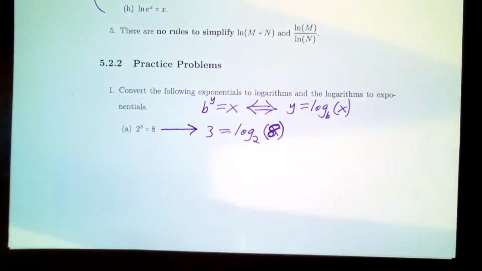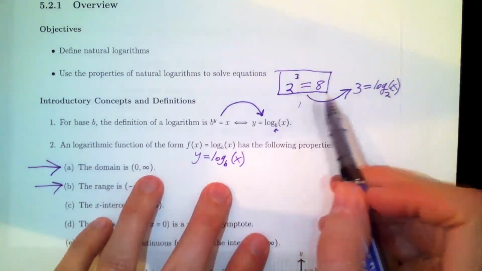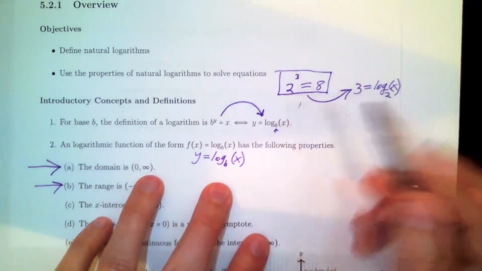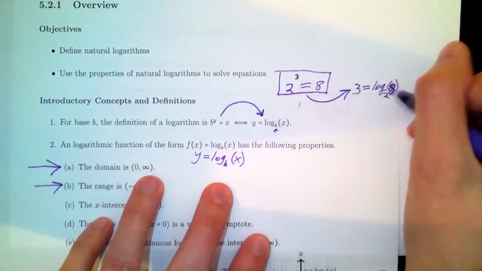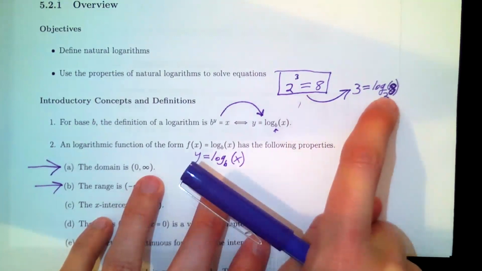It looks like I made a mistake over here too. We translate 2 cubed equals 8. You have 3 equals log base 2 of, not x, 8. So I did the same example back here, but I have to fix that. It's log base 2 of 8.